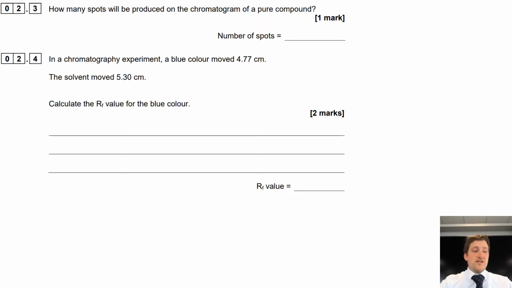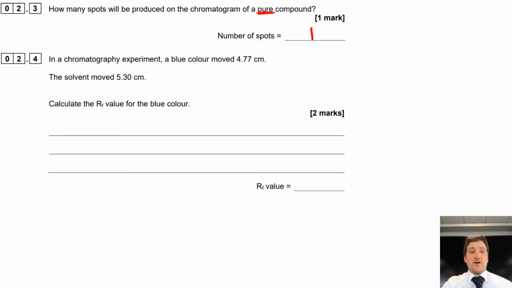We then have how many spots will be produced on the chromatogram of a pure compound. Well, it's pure. We need to look for these words. Pure compound means there is only one compound or one substance inside. And if there's only one, that means it can only be one spot.